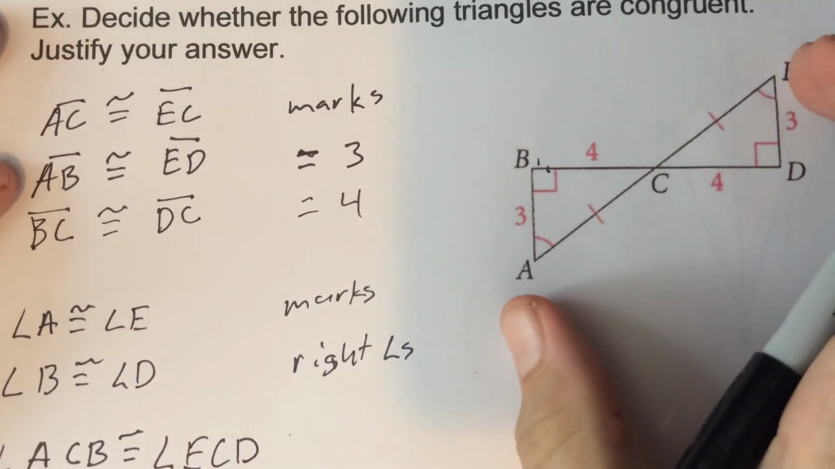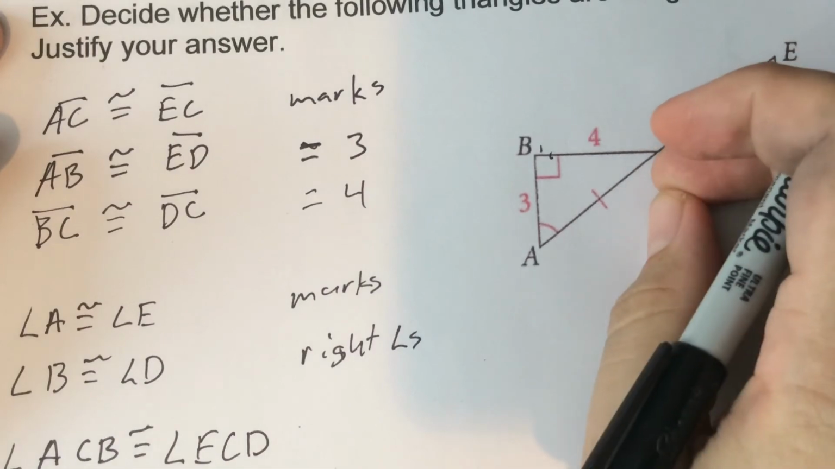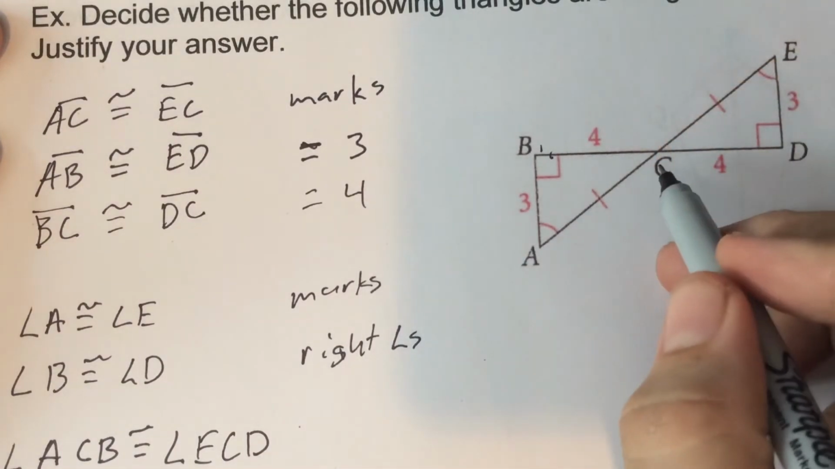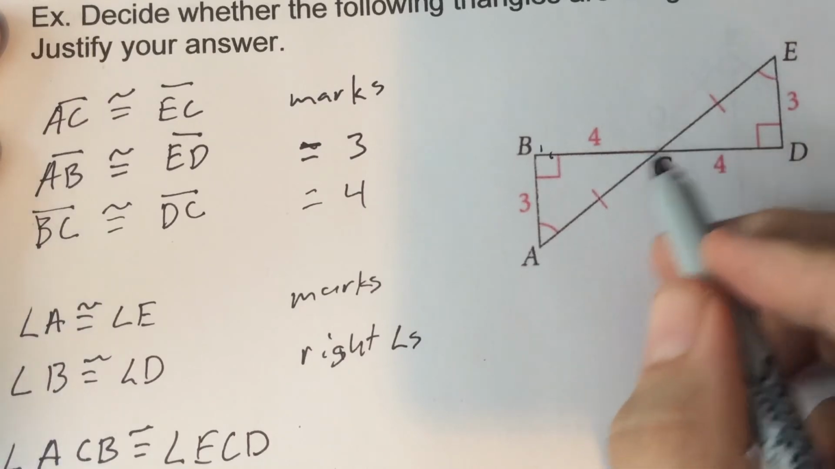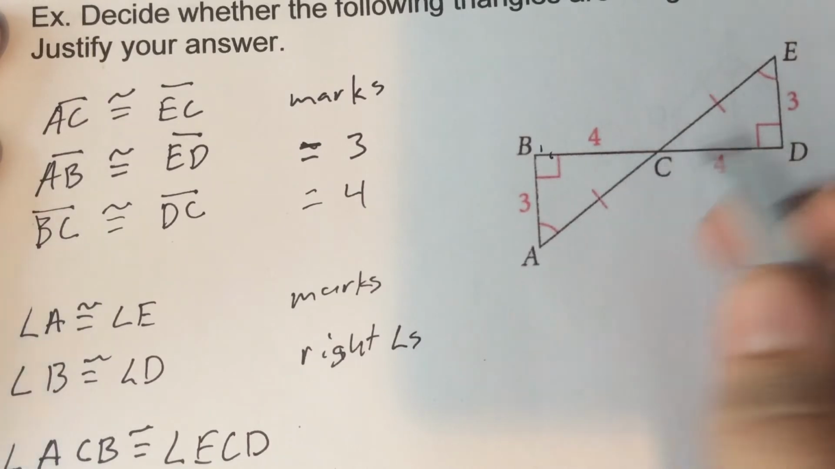So again, it's important. A and E match up, B and D match up, C and C match up. Well, there's no marks here. We don't have any measures. Why are those two congruent? Well, those two are vertical angles.